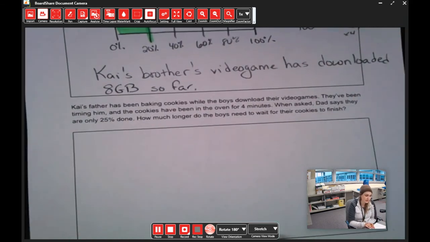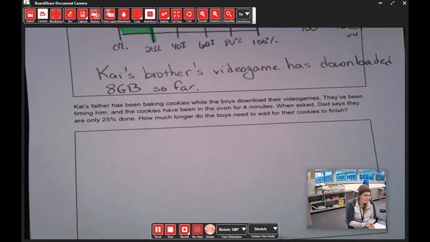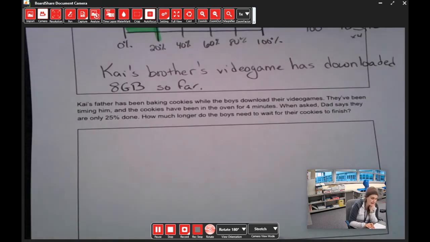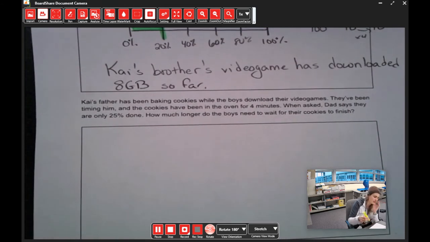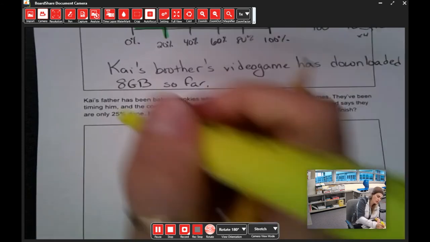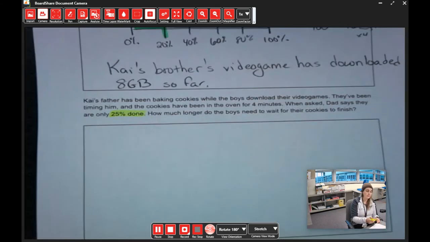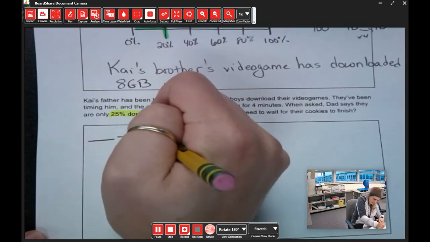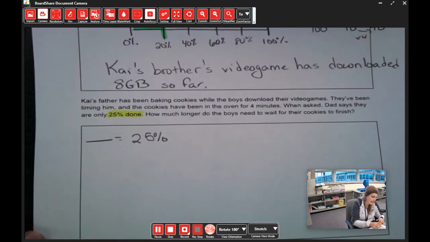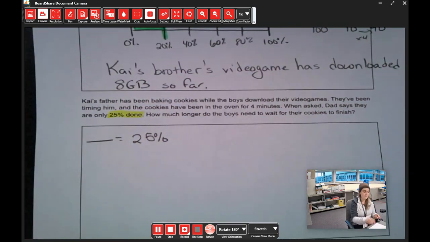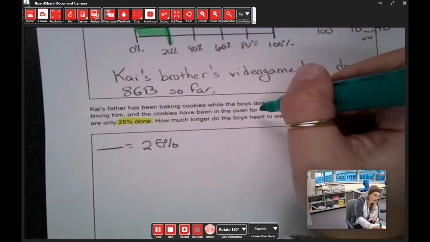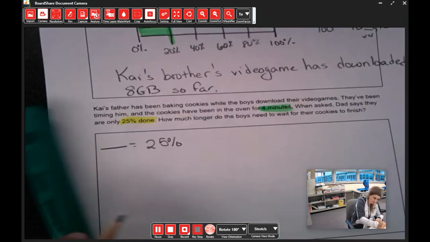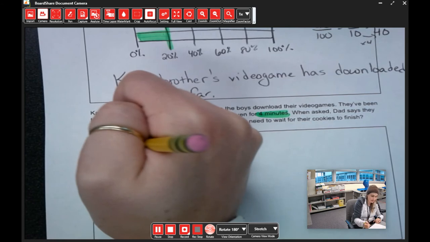Kai's father has been baking cookies while the boys download their video games. They've been timing him, and the cookies have been in the oven for 4 minutes. When asked, Dad says they're only 25% done. How much longer do the boys need to wait for their cookies to finish? Well, let's see. They're 25% done. I know cookies don't take 4 minutes, and they've been in there for 4 minutes, but they're not finished, so that has to be the part. Question is, how much longer do they have to wait?